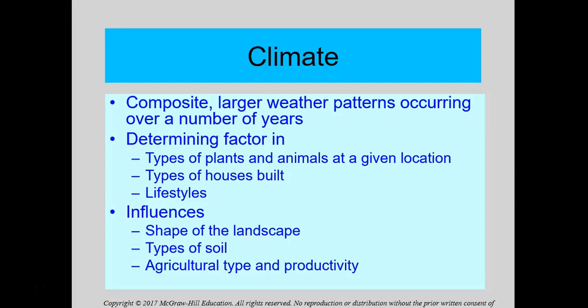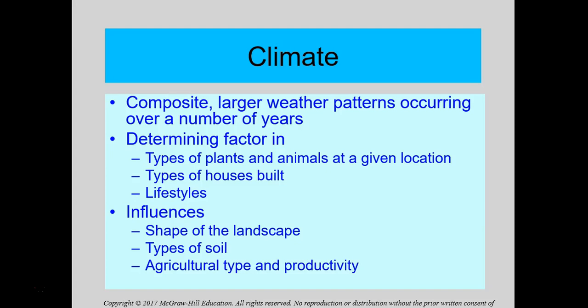So in this final video, we're going to talk a bit about climate. Climate is basically just a composite, larger gathering of weather patterns that occur over a long span of time. So not just within a few years, but within hundreds of years. Climate's basically the determining factor in what types of animals and plants can exist in a particular location, what types of homes are built, and how people live.